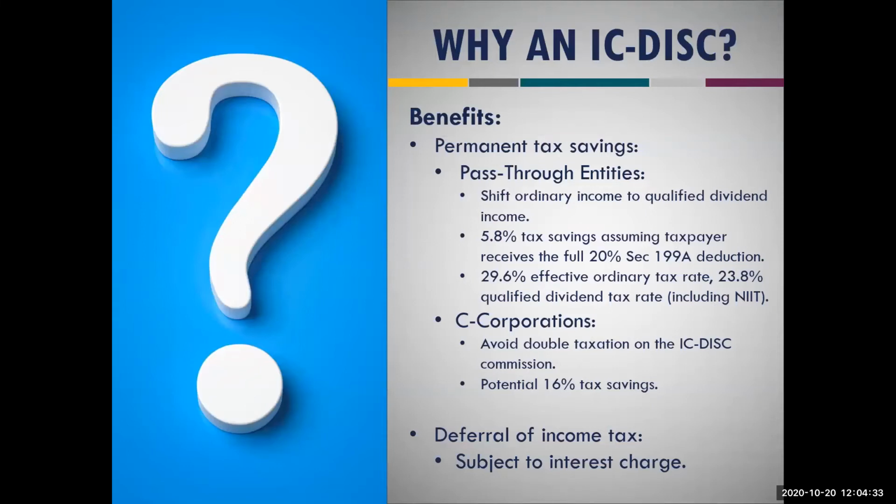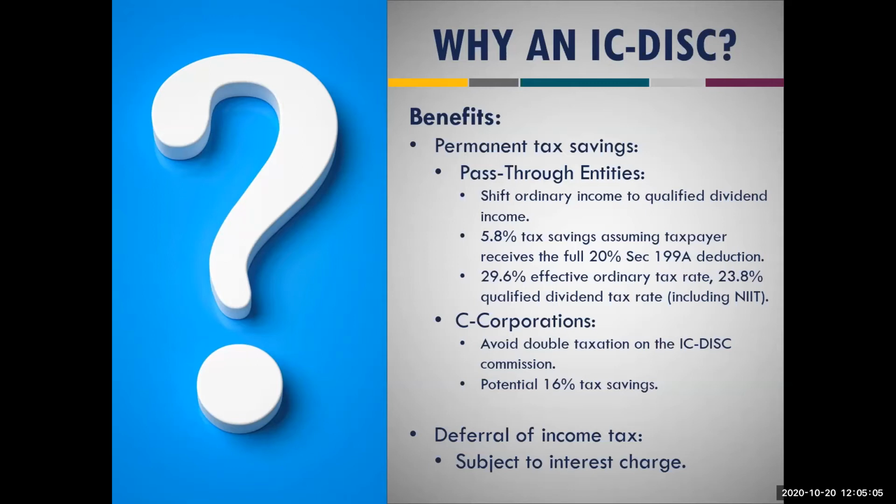So why would we want to use an IC-DISC? The primary benefit of an IC-DISC is that it provides permanent tax savings. And the tax savings differ based on whether you are a pass-through entity supplier or a C corporation. If you're a pass-through entity, what you are doing with an IC-DISC is basically shifting ordinary income into qualified dividend income as a result of paying this commission to the IC-DISC.